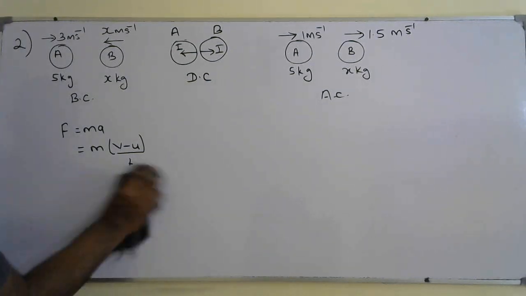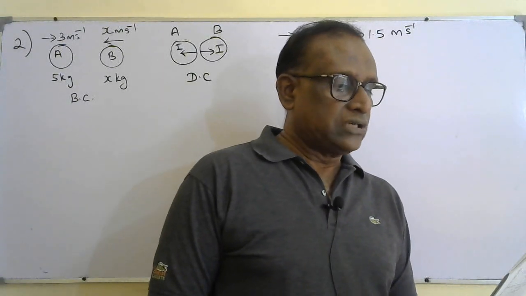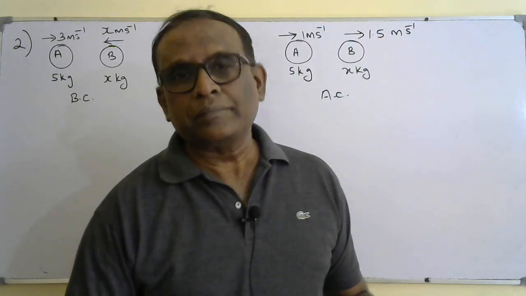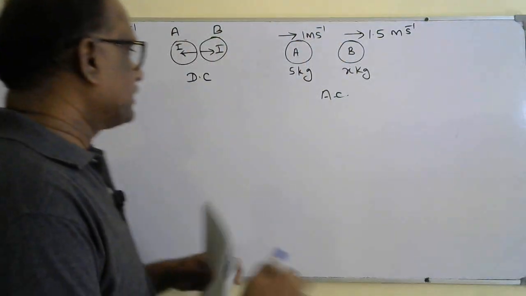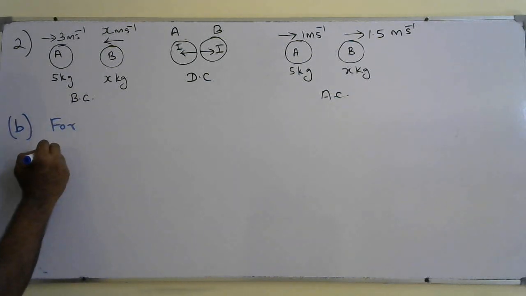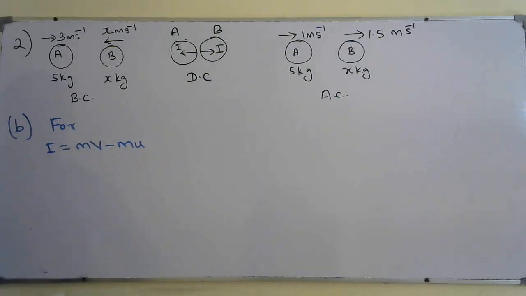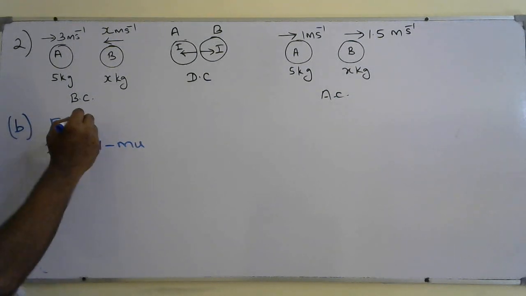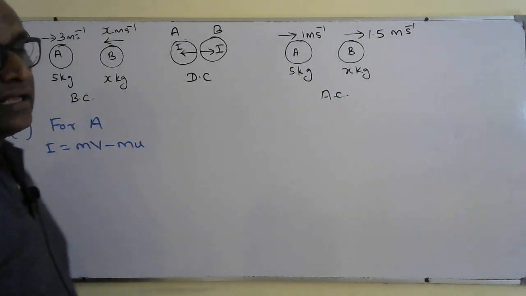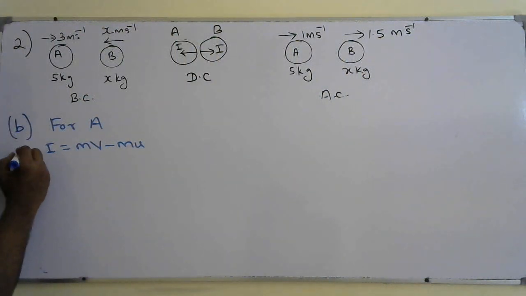Anyway, the question says find the magnitude of the impulse exerted on A by B. If you find it the other way, impulse exerted on B by A, you will get the same answer. But we will answer the question, part B. For A, I am going to write impulse I equals the general format mv minus mu, final momentum minus initial momentum. If I consider A, the direction of impulse experienced by A is towards left.